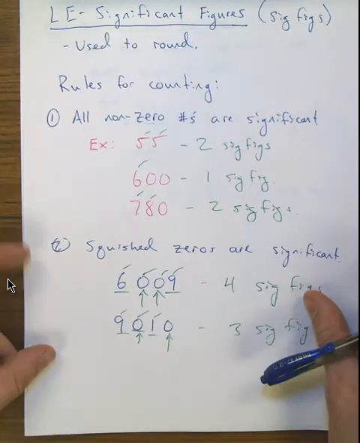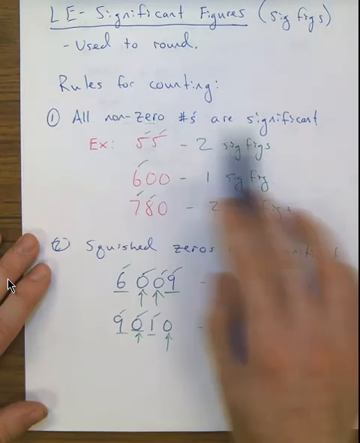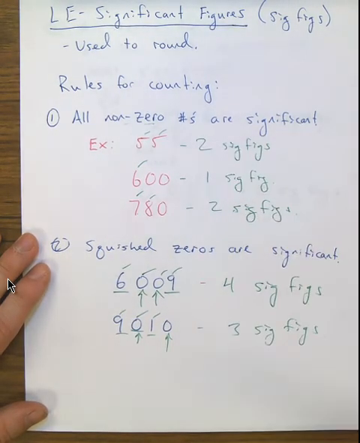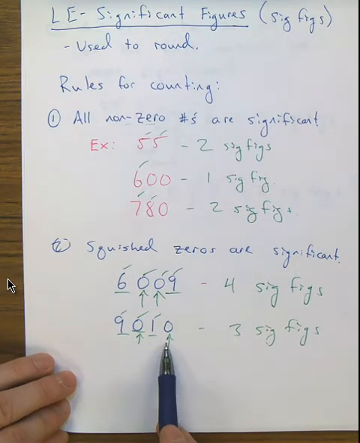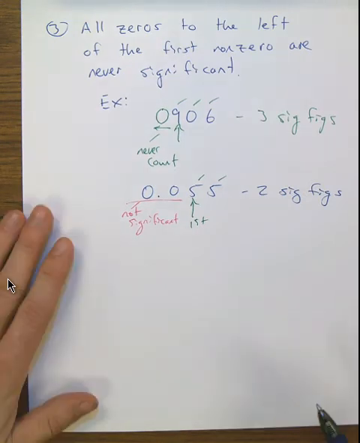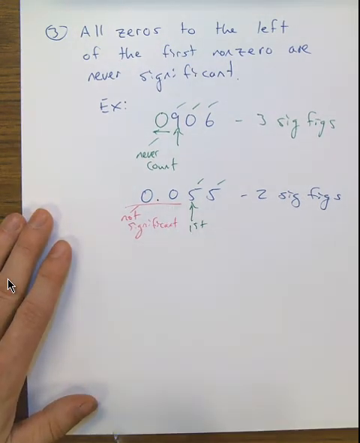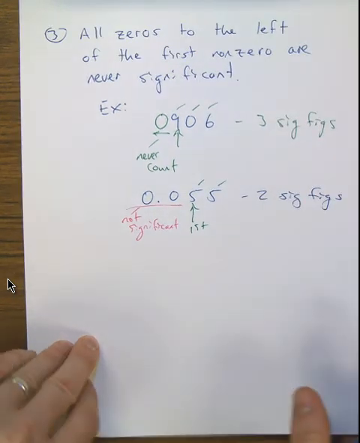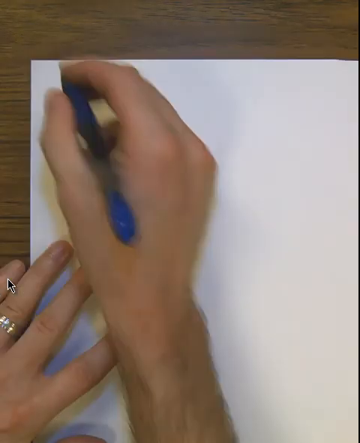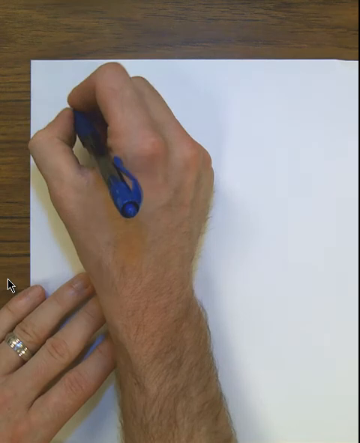So we've learned that anything that's not a 0 is significant. We've also learned that zeros that are squished are significant, and that if I have one hanging off on the end, that's not significant as well. Now, rule 3 says that anything to the left of the first non-zero is not significant.